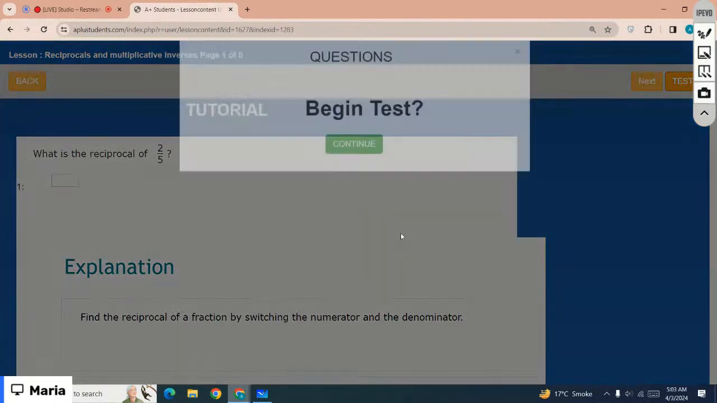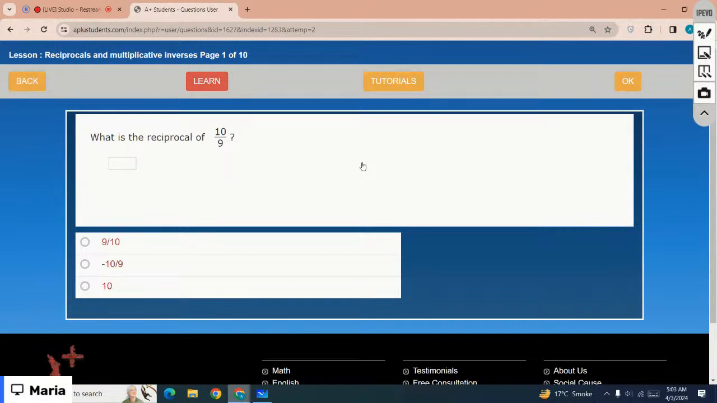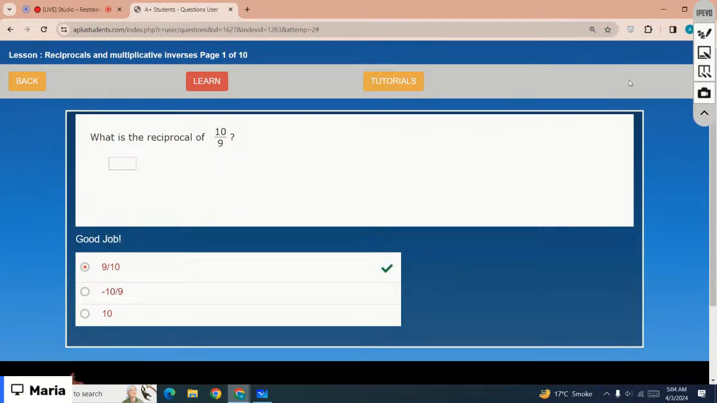Let's start with the test questions. What is the reciprocal of 10 over 9, which is the correct option? The reciprocal of 10 over 9 is 9 over 10, right? Option number 1 is the correct option, that is 9 over 10.